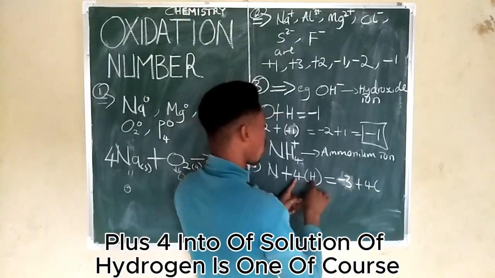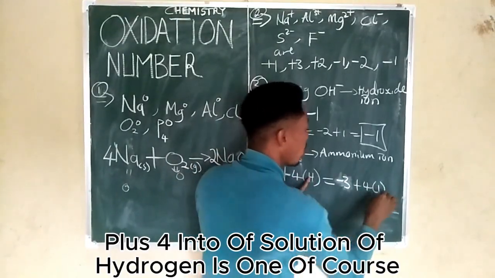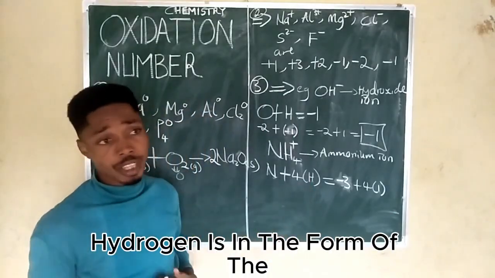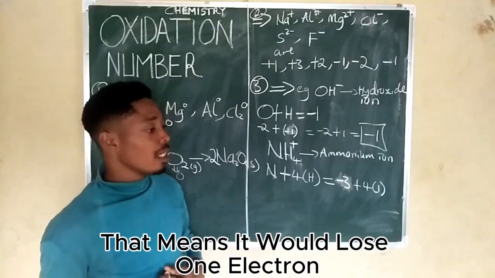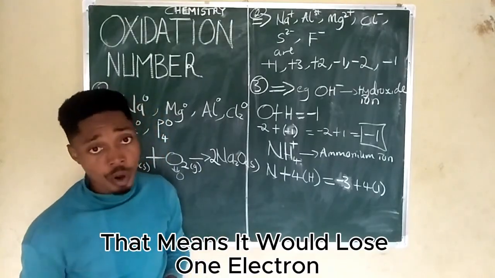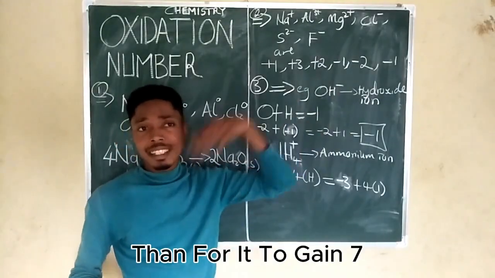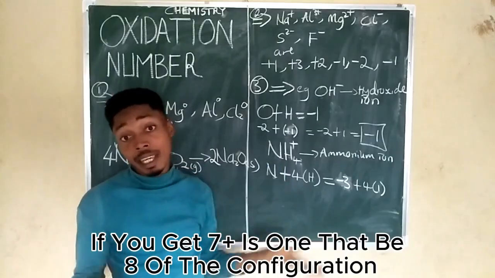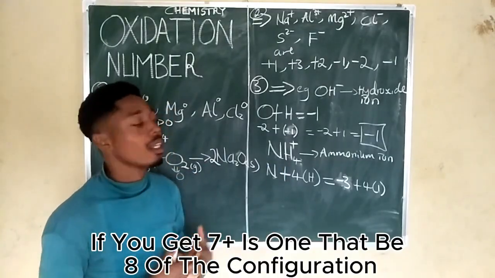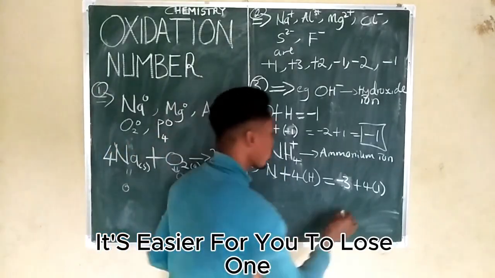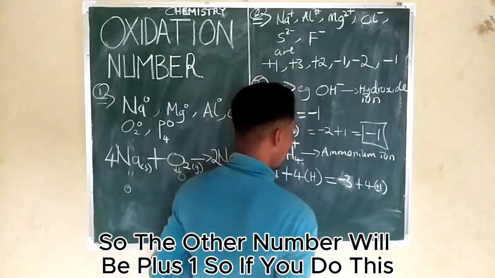Plus 4 into the oxidation number of hydrogen, which is 1. Of course, hydrogen is in group 1 of the periodic table, which means it would lose 1 electron. It's easier for hydrogen to lose 1 electron than for it to gain 7. If you gain 7 plus this 1, that would be 8, the octet configuration. It's easier for it to lose 1, so the oxidation number will be plus 1.